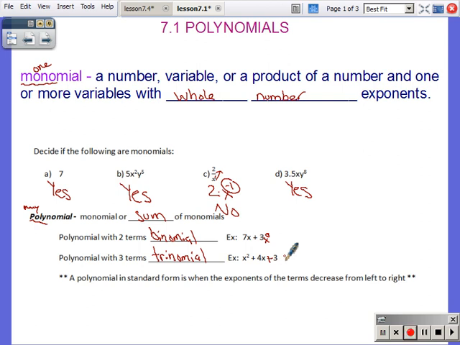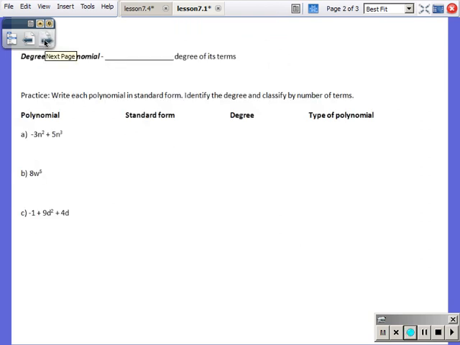So for standard form, you're going to start with your highest exponent and then work your way down to the right to the smallest exponent. Speaking of the highest degree, the degree of a polynomial is the highest degree of the terms. Whatever term you put first in standard form has the largest exponent. Well, that exponent is then the degree of the polynomial.